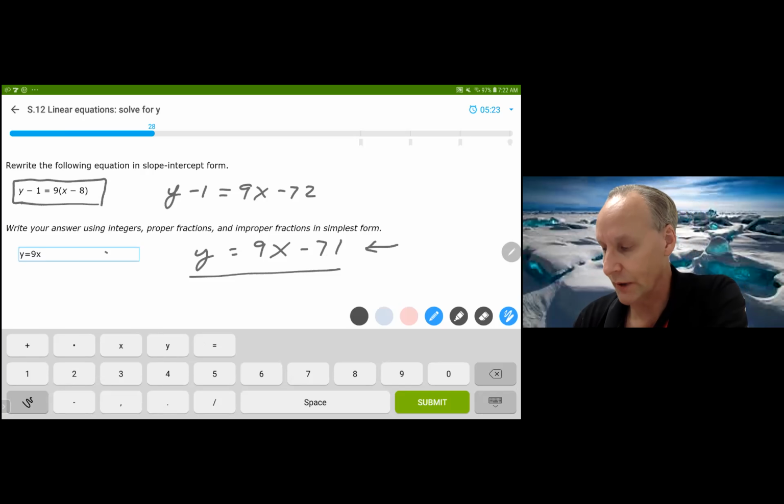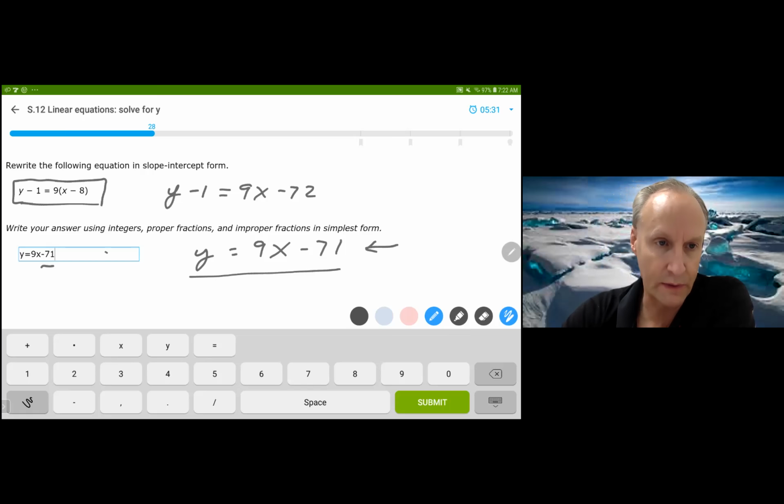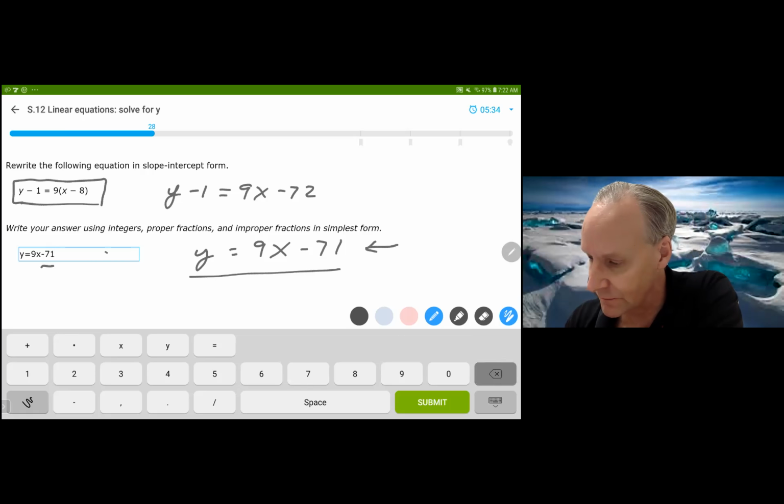Oh, here's another problem. If I put this in, it's going to count it wrong, because the program is going to consider the negative 71 as being written next to the 9x. So you have to put a space in there. Whenever you have subtraction, make sure you include the space. Okay, guys? Looks like everything's good. There we go.